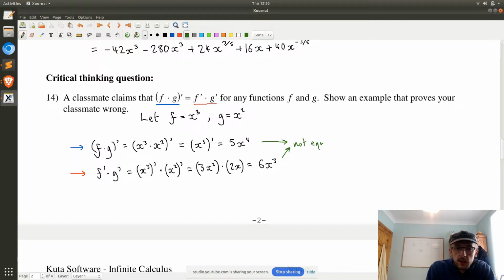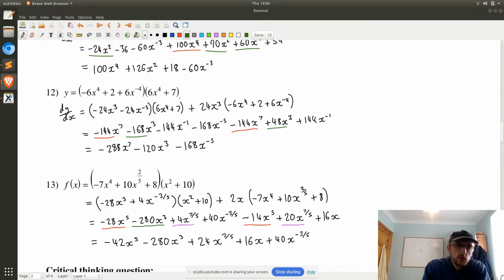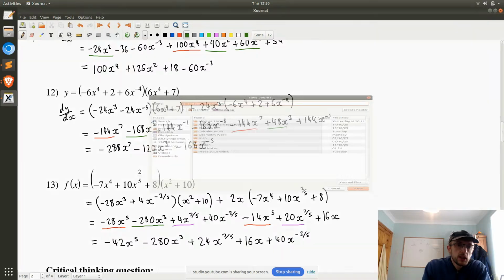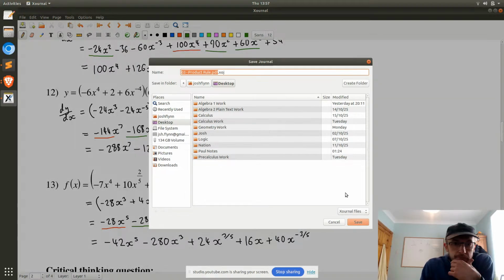Not equal as claimed. Airtight, watertight, and all the other kinds. Rigorous reasoning right there. And they used a linear term and a constant term. That's kind of cool. All right, so product rule has been finished.